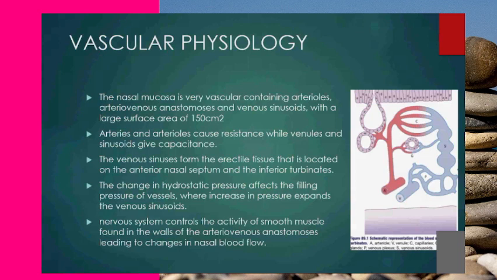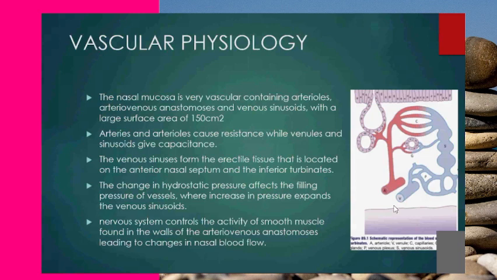So how much area of vascular vessels, blood vessels, are there? There is about 150 centimeters square of the vascular area. So the nose and the paranasal sinuses have a rich amount of vascular supply. That is why bleeding in the nose can be more severe.